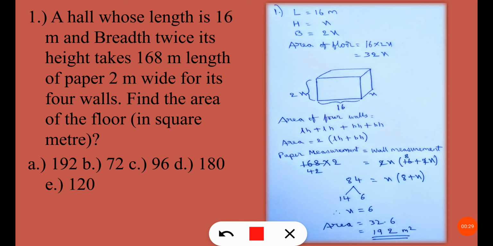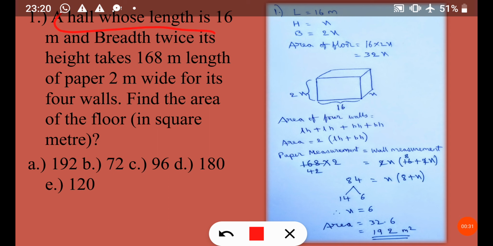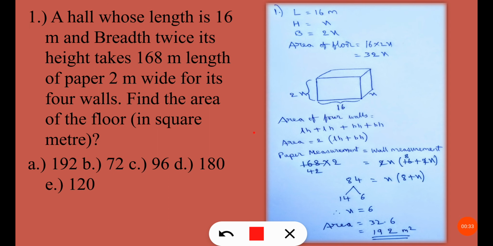According to the problem, there is a room which is in the form of a cuboid. No need to panic, this is a simple solution. The length is 16 meters, consider height as x, and breadth is 2x. Why? Because breadth is twice its height. We know the area of the floor formula is length into breadth. So 16 into 2x, that is 32x is the area of the floor.